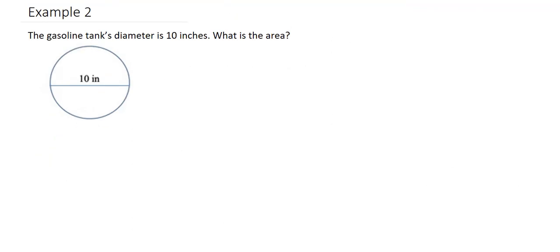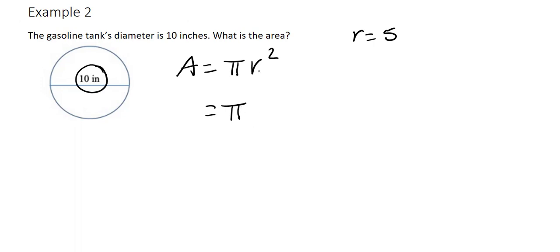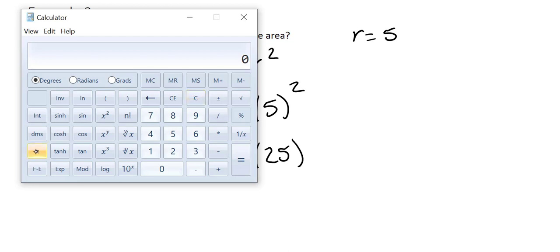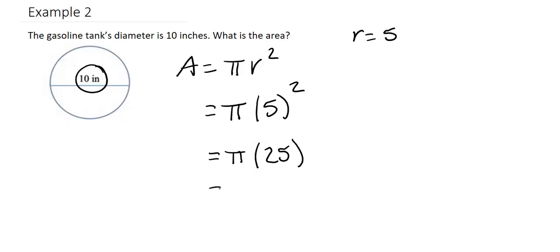Now let's do the last example. So example 2, the gasoline tank's diameter is 10 inches. So what's the area? Well, if area equals pi r squared, we have the diameter of 10 inches, so the radius is just half of that. So r is equal to 5. So we have 5 here squared. So pi times 5 squared, well, 5 squared is going to be 25. So let's get our calculators out. We have pi times 25, and we get 78.54 inches squared.